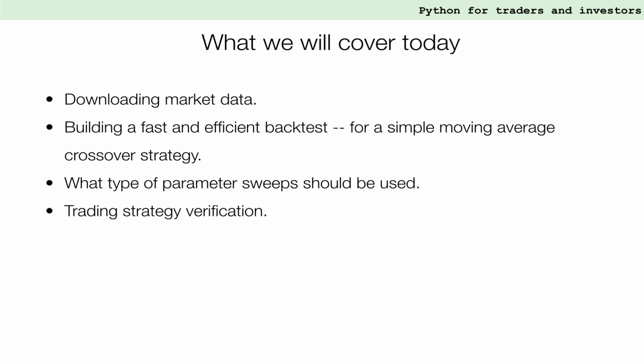So today, we will discuss the following. Download free market data. Build a fast and efficient backtest. Determine what type of parameters should be used. Then we use system parameter permutation, how to test for overfitting, visualize the results in different ways, and do a grid search for further optimization.